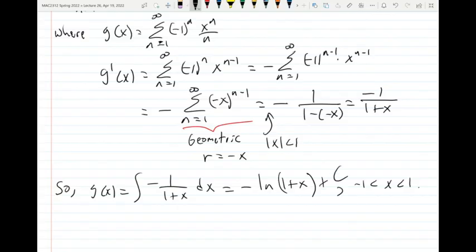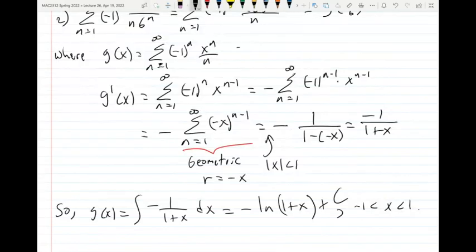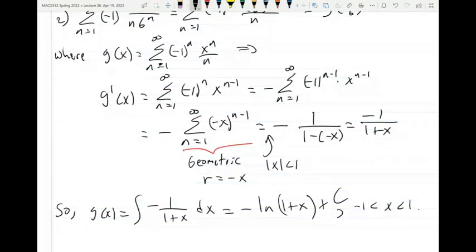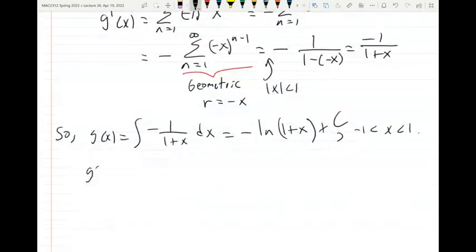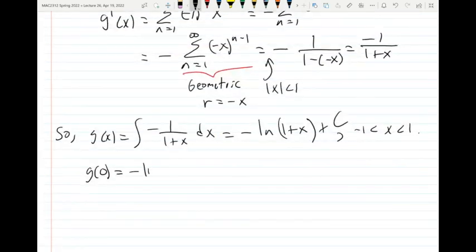And remember, plus c. How do we figure out c? Set it to the middle. So you need to look for the center. What's the center? Remember our expansion for g. What was the center? Up there. It's 0. So what's g of 0? It's 0. So g of 0 is going to be minus ln of 1 plus c, and that means c is equal to 0. Right? Because we're going to get 0 equals 0 plus c.